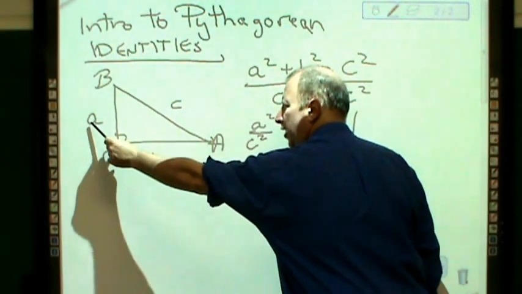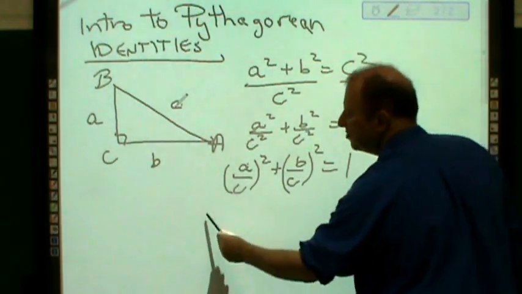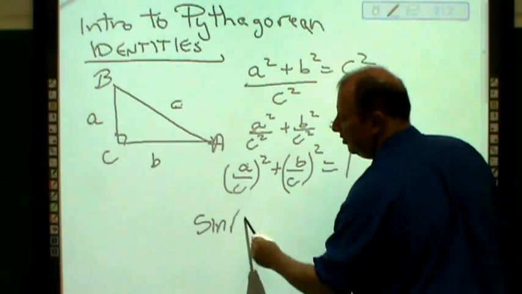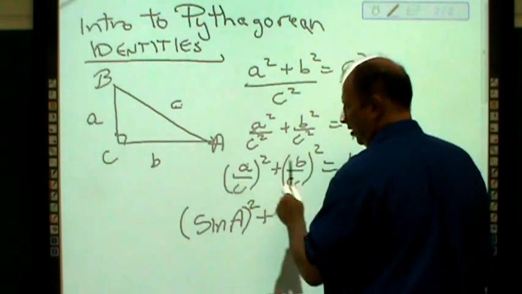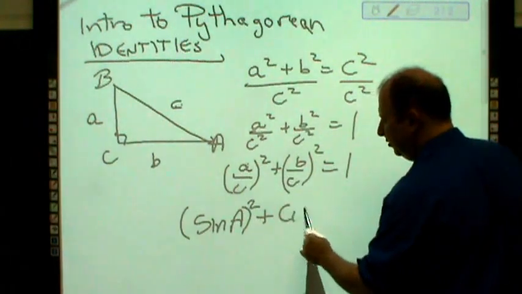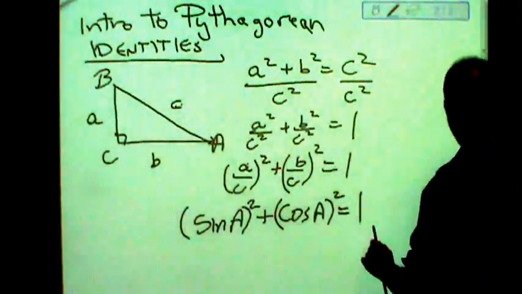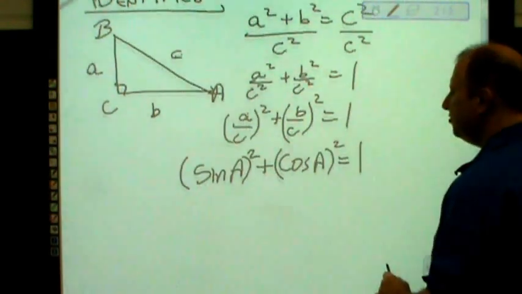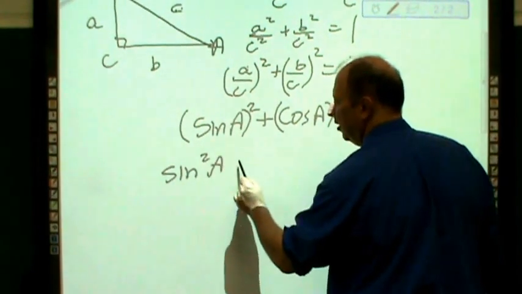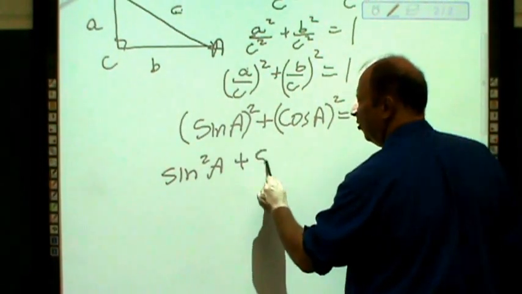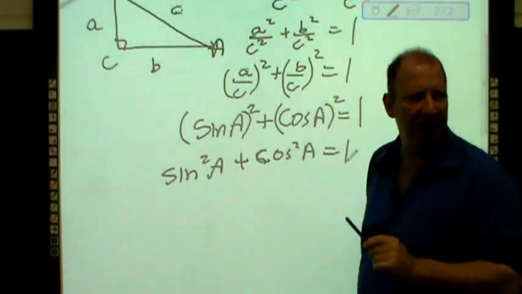Now let's look at the relationship that we have here. Well, a over c, opposite over the hypotenuse, happens to be sine. So let's call this sine A squared plus b over c, which is cosine A, squared is equal to 1. And you're going to see that this is mostly written as sine squared plus cosine squared equals 1.